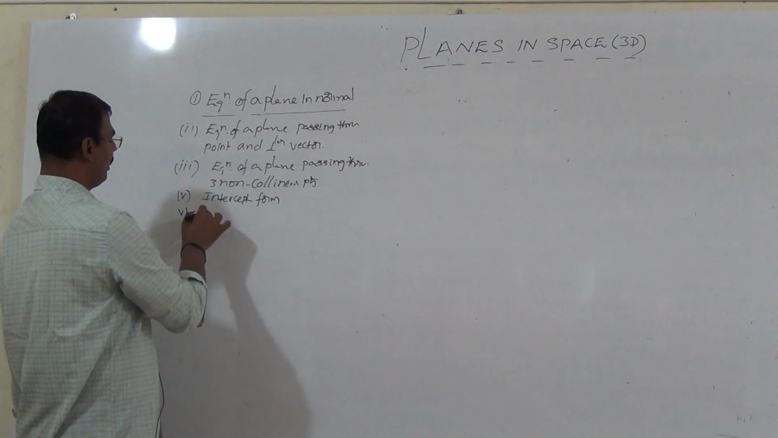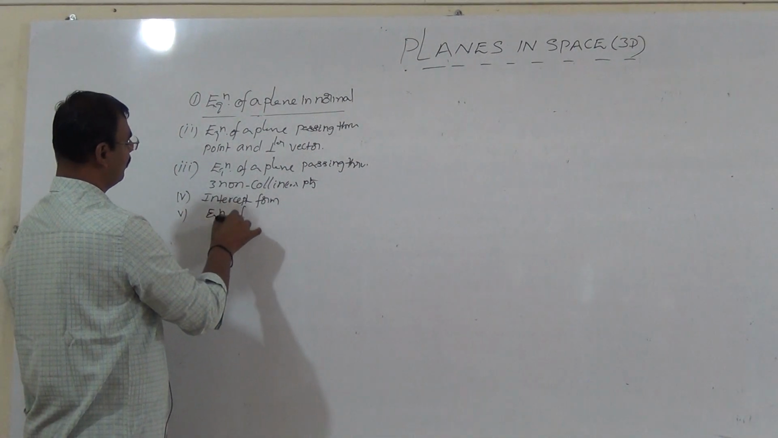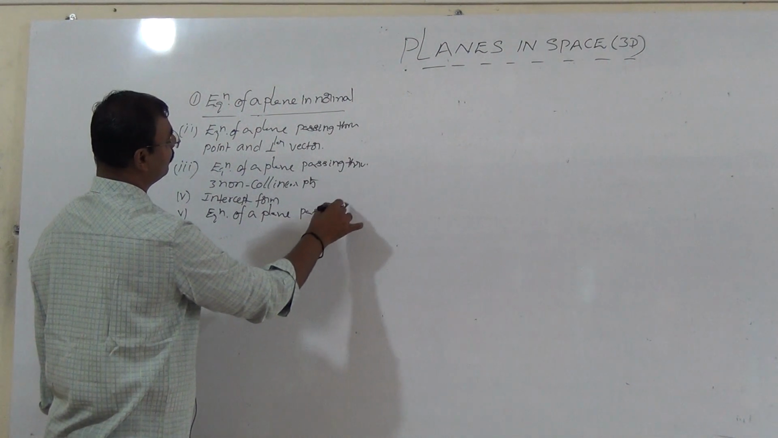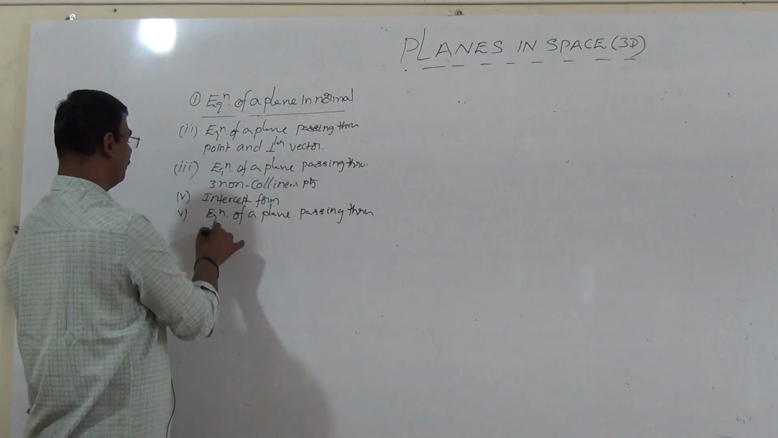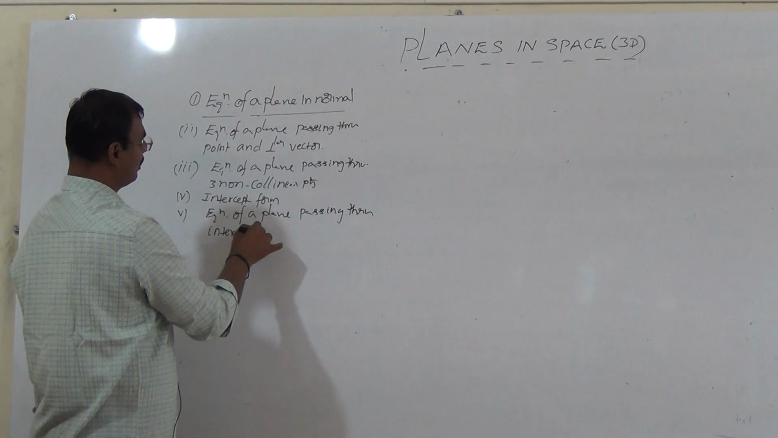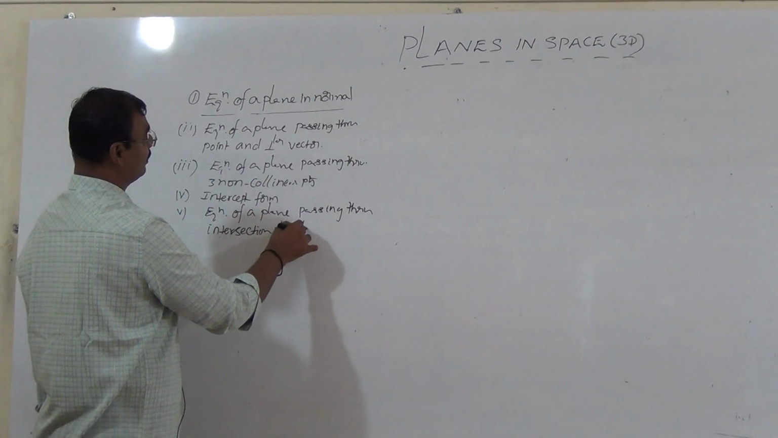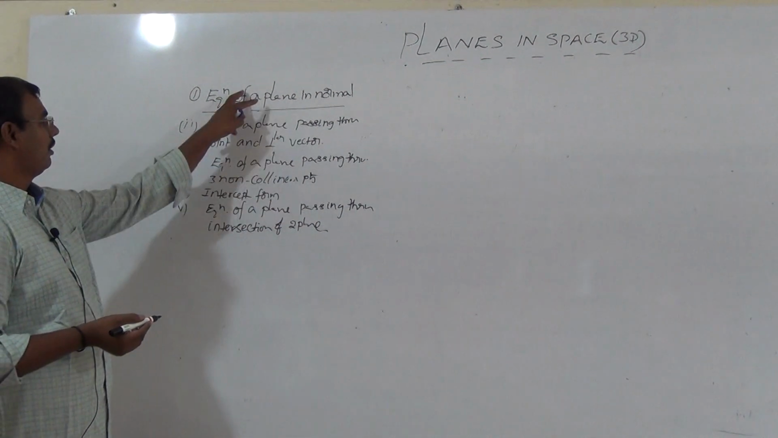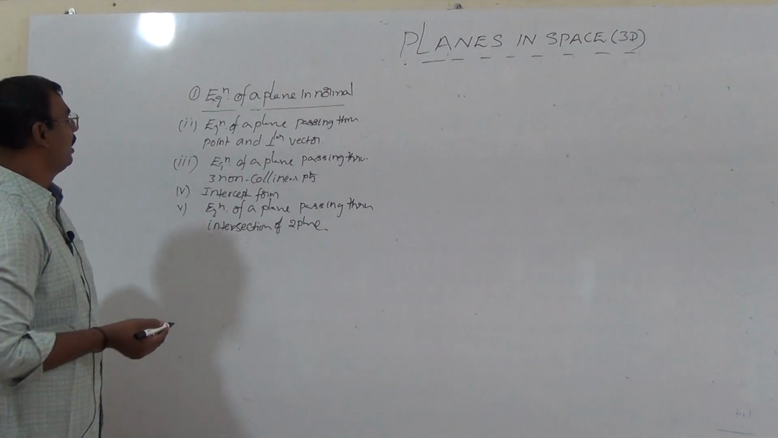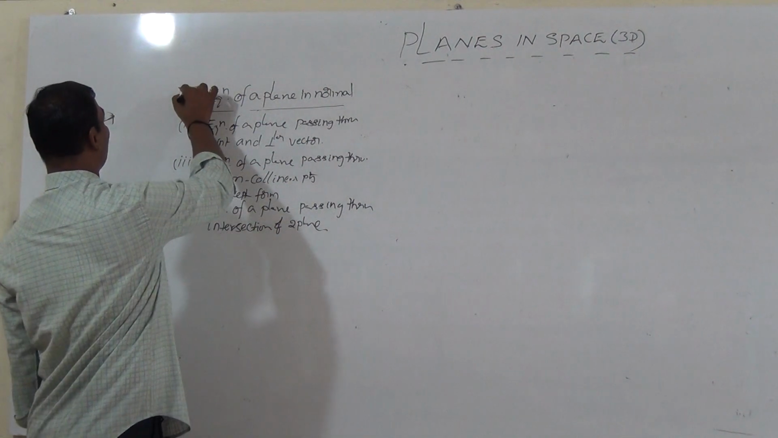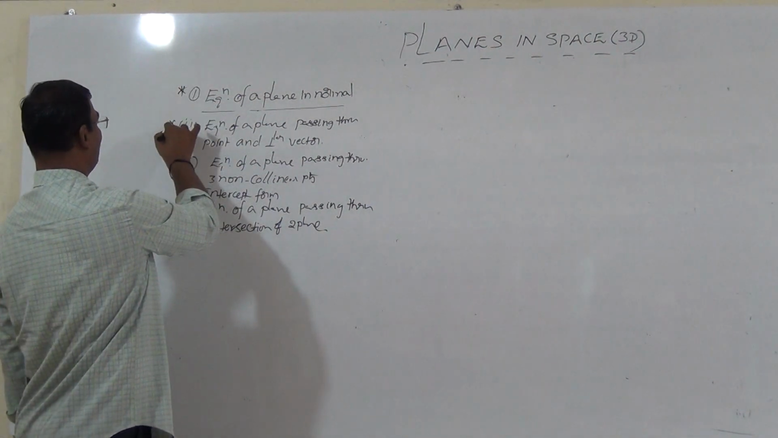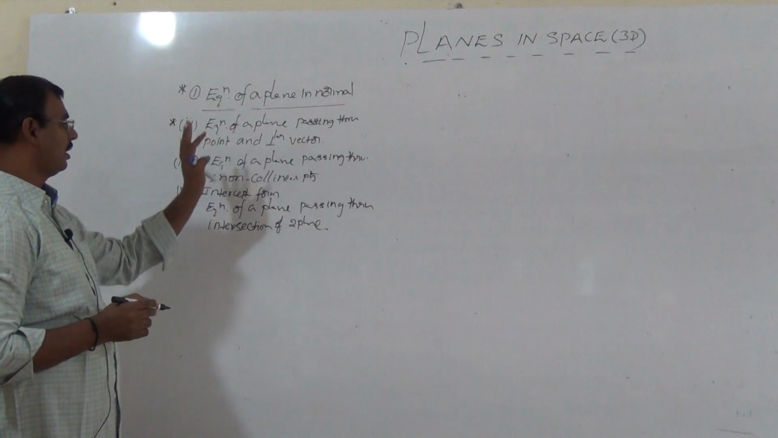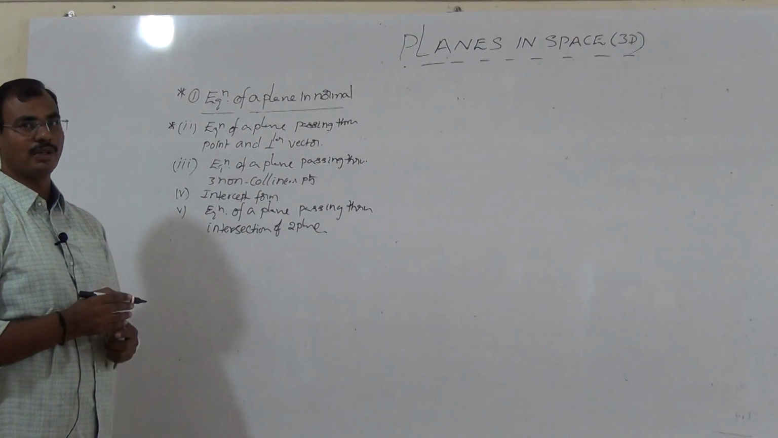Fifth one, equation of a plane passing through the intersection of two planes. These are the 5 different forms of planes. All 5 different forms are very, very important. Mainly from the examination point of view, the first theorem and second theorem are important. For the remaining, formulas are enough. But I will give at least 3 theorems. The remaining, take directly as formulas.